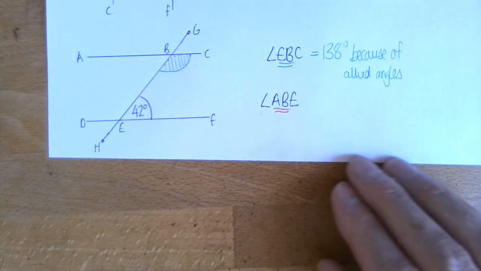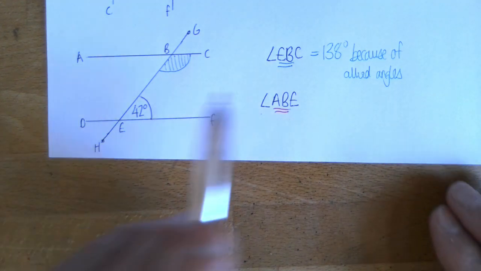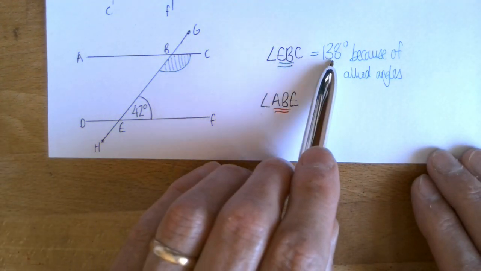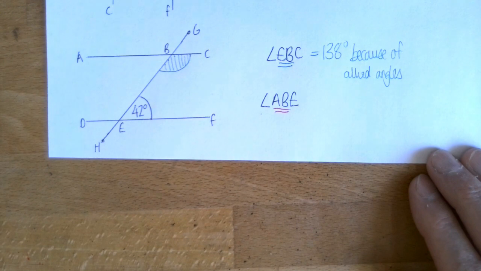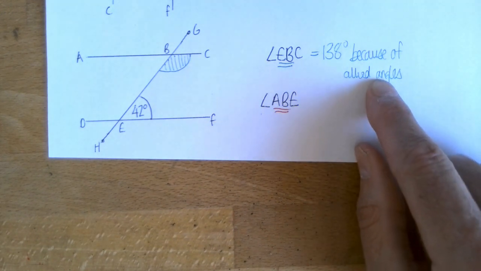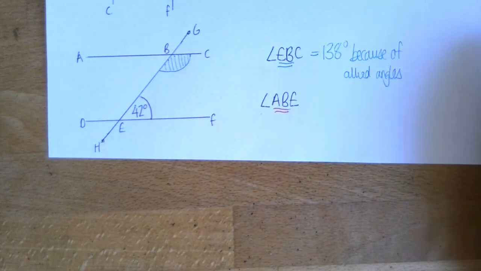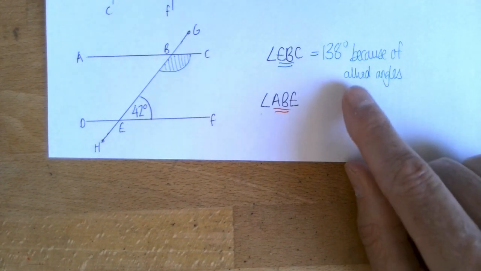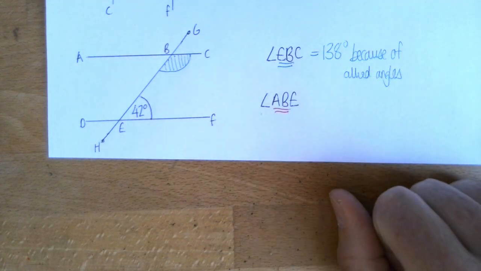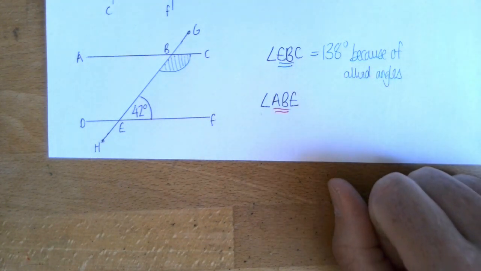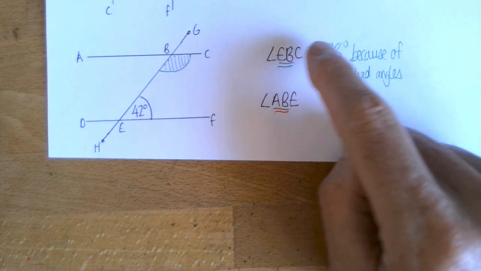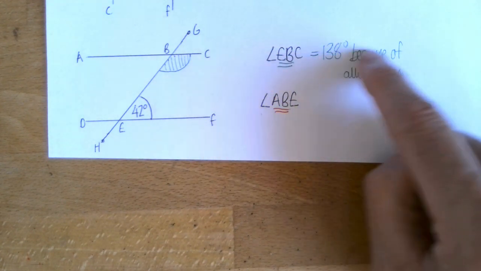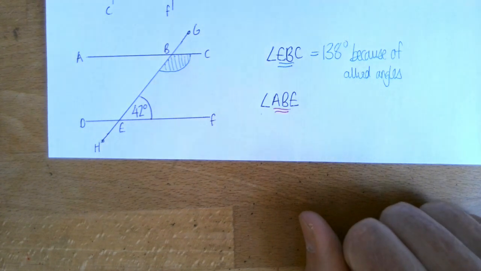And this is a standard framework that I want you to get into the habit of using. Angle equals number because, and then just name the rule. And that could be in a non-parallel line question as well. It could be because of vertically opposite angles, or because angles in a triangle add up to 180, or because angles in a straight line make 180. This framework, angle, number, because rule, is pretty standard.